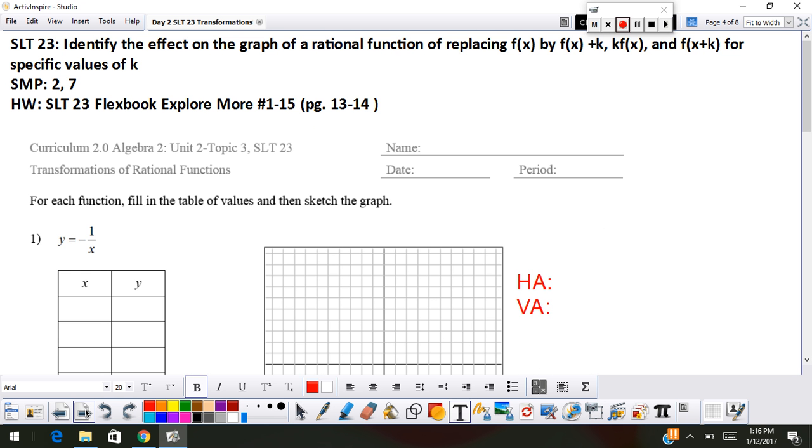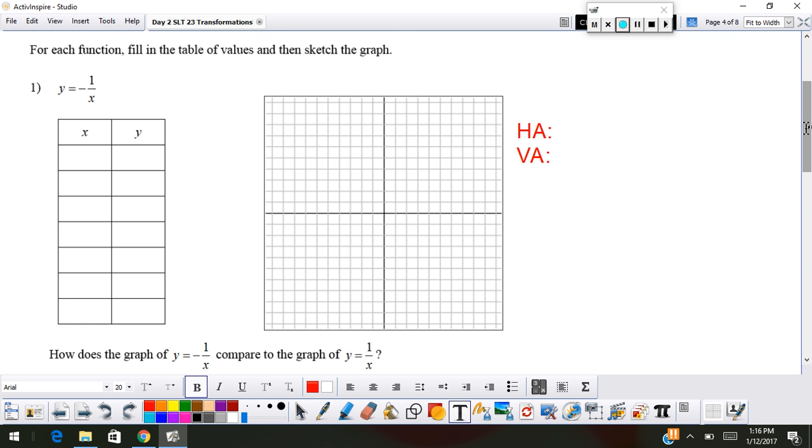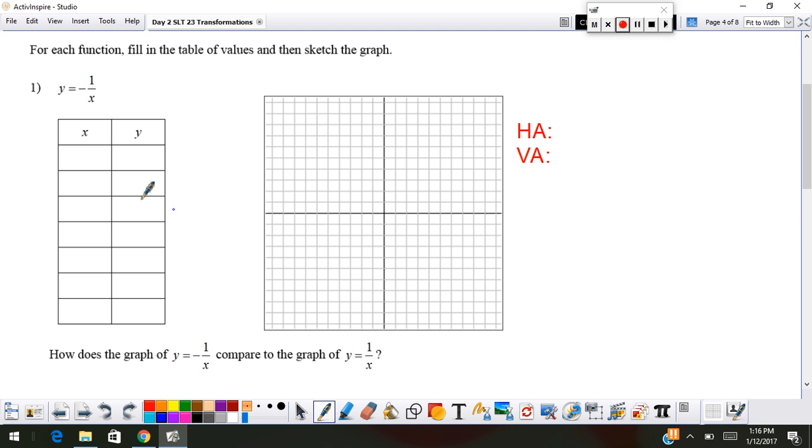So I want everyone to go ahead and turn to page 9. And on page 9, we've got a transformation of our parent graph of 1 over x. Now take a second, just so we all use the same values, let's all use the same values. Let's use the values of 1, -1, 1/2, -1/2, 2 and -2. Just some nice easy numbers.